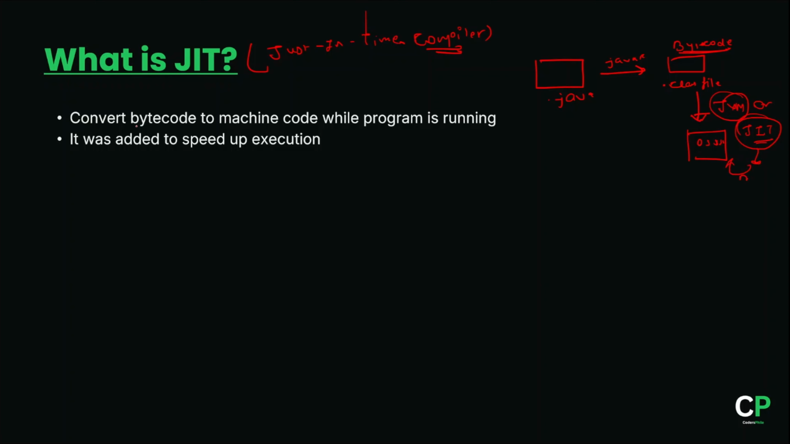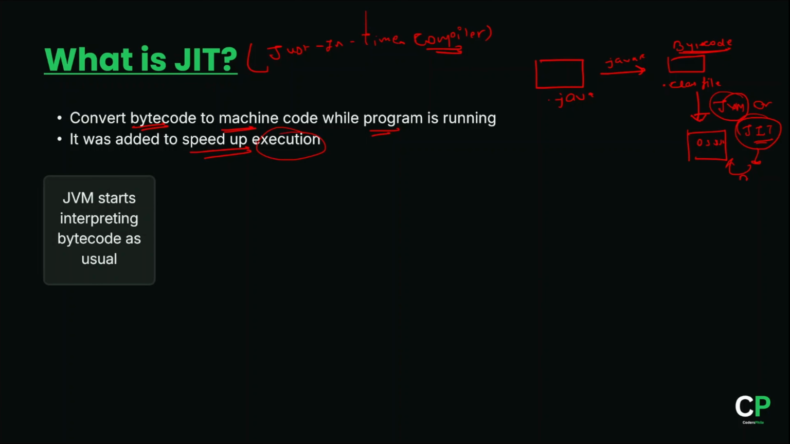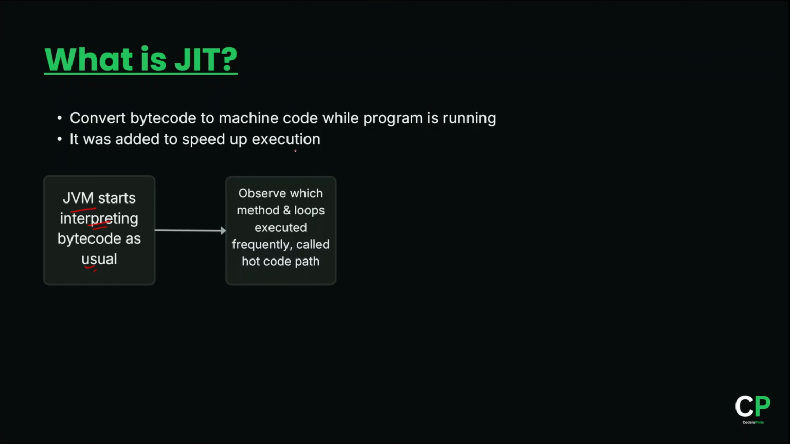So what is just-in-time? The just-in-time compiler converts the bytecode to the machine code while the program is running. It was added later, initially it was not there, to speed up the execution. So let's see the detail. Initially, here is our .class file, and the JVM starts interpreting the bytecode as usual. Now the JVM observes that there are some methods and loops which are executed frequently, and the JVM calls this code the hot code part.